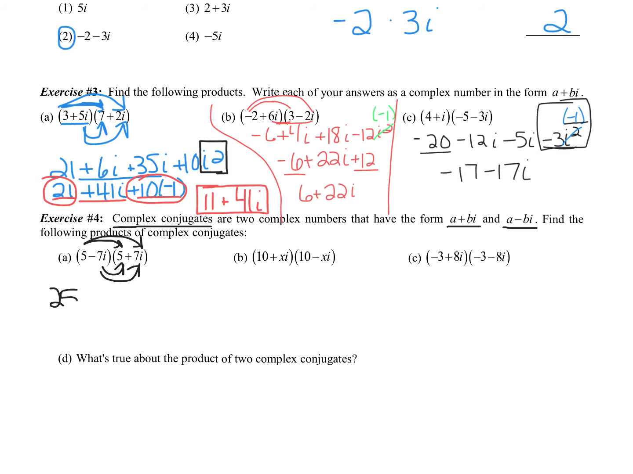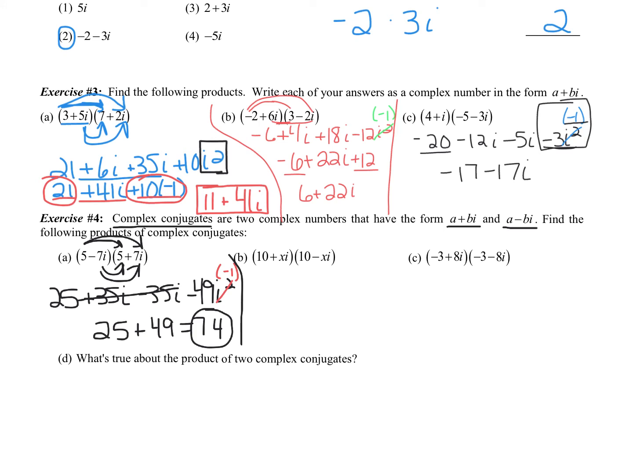So I have 25 plus 35i minus 35i, and then I get minus 49i squared on those last two. So these middle terms do still cancel as we expected. If I replace the i squared with a negative 1, I'm going to end up with 25 plus 49. So imaginary numbers are gone, which makes this even more interesting than if this was just 7x plus 5, 7x minus 5, right? Because now we have those imaginary numbers. So we just get 74.